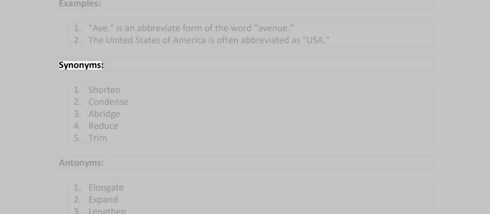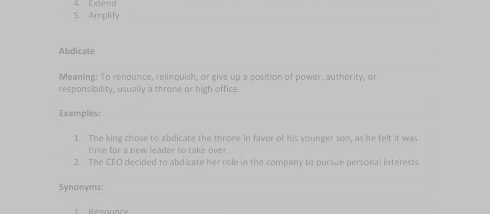Synonyms. 1. Shorten. 2. Condense. 3. Abridge. 4. Reduce. 5. Trim. Antonyms. 1. Elongate. 2. Expand. 3. Lengthen. 4. Extend. 5. Amplify.